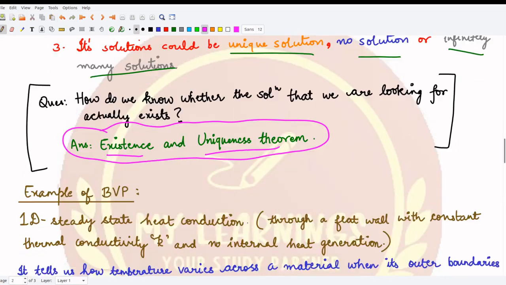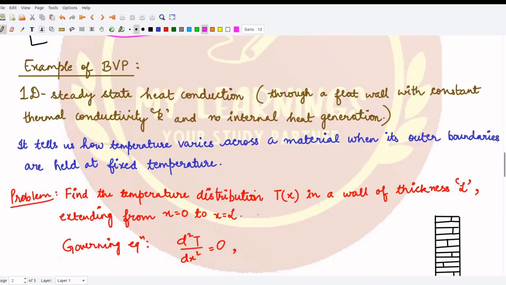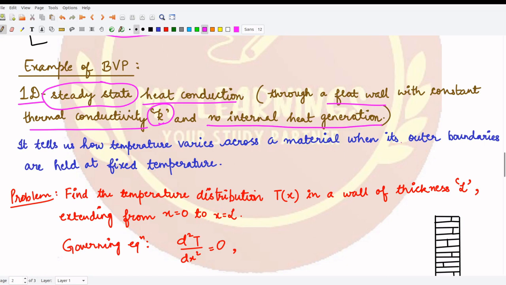As of now, let's see one example of a boundary value problem, which I have taken from the real case of heat conduction. I am taking a very simple case in which the problem is one dimensional only, steady state, that means no involvement of time. There are no changes occurring with time. And we are taking a flat wall having constant thermal conductivity, represented by K, and no internal heat generation within the wall. So I have taken the simplest of the cases.